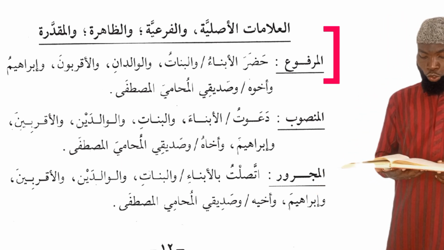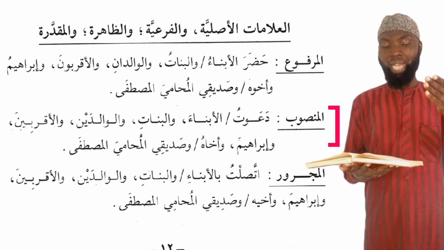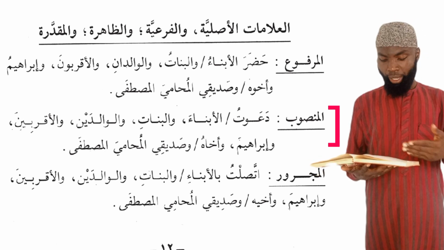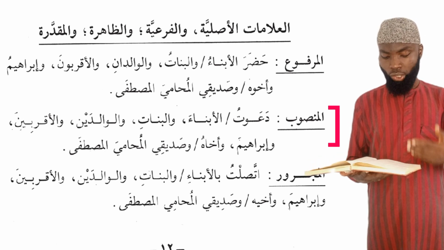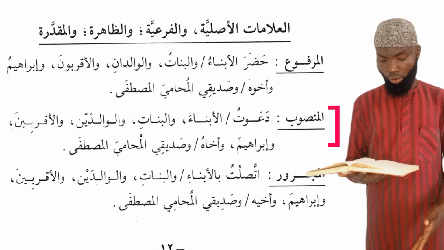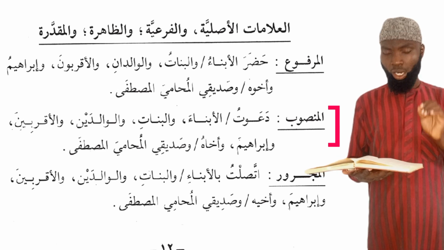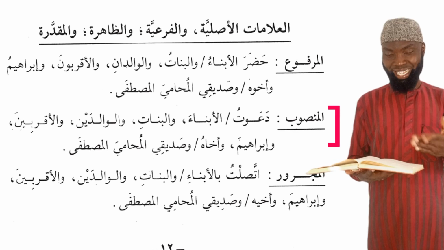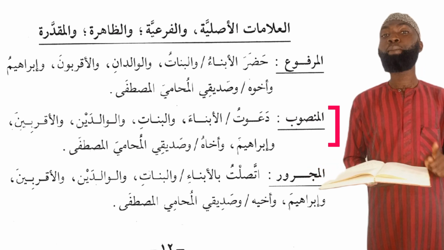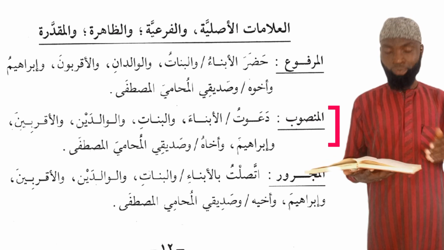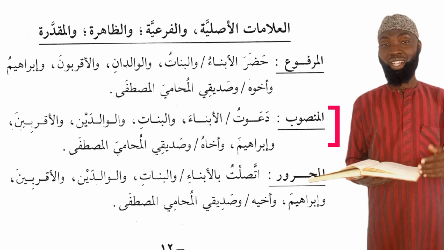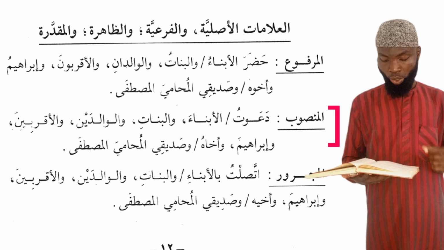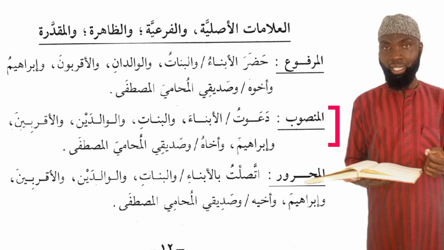Under Al-Mansub, we have Da'autul Abna'a wal-Banati wal-Walidain wal-Aqrabina wa Ibrahim wa Akhahu wa Sadiqi al-Muhami al-Murtada. So you can see, I called the children. So Al-Abna'a, here the word carries fatha. As for Al-Banati, as we have said earlier, it will carry kisra. Wal walidaini, it will carry what? Ya as a sign. Wal aqrabina, ya is still the sign. Wa Ibrahima, fatha is the sign.